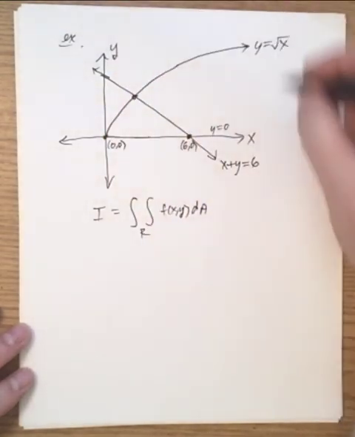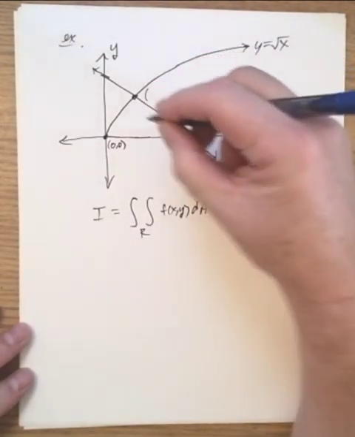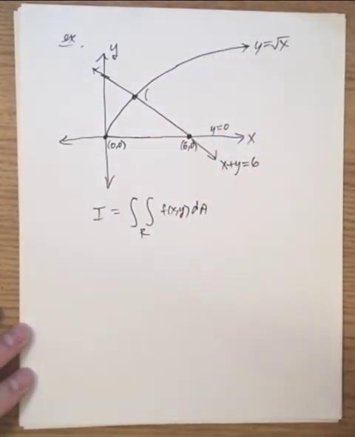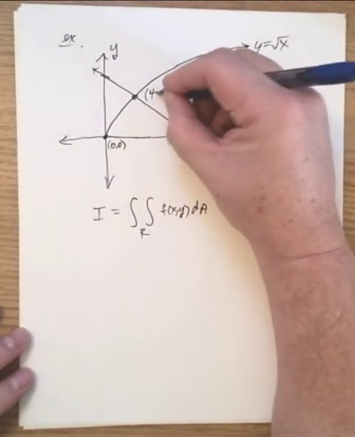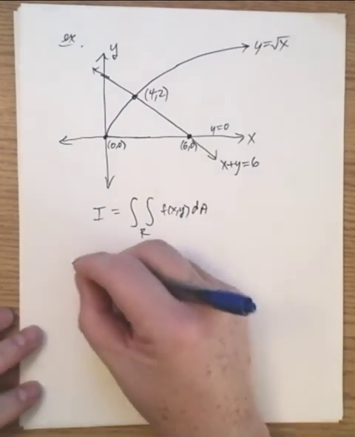Where these two intersect, you're going to have to solve two equations in two unknowns. My picture doesn't look that good, but not to spend too much time on it, this point should be 4, 2. I guess it's not all that bad. You could work out that algebra. Now, I'm going to integrate in the y direction first.